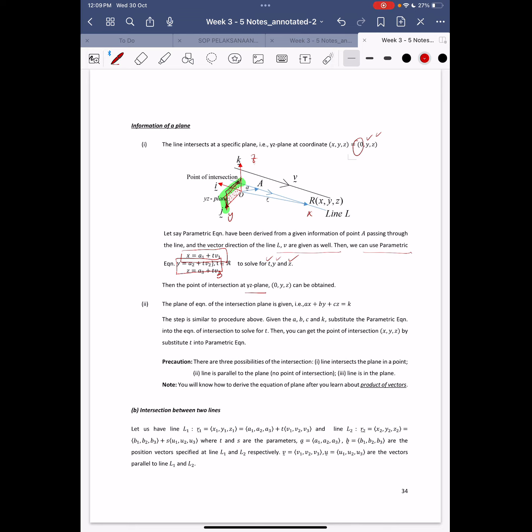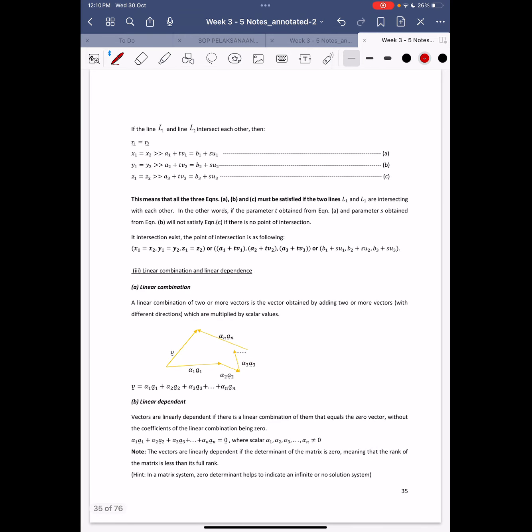The plane equation is normally in this format, where you have AX plus BY plus CZ, so you have three components, X, Y, and Z, equivalent to one number, one scalar here. The step is similar to the above, given that A, B, C, and K can be substituted into the parametric equation and we can solve for T. Alright, from here we know that using the parametric equation or Cartesian format, we can find the intersection between two lines. Let's say we have two lines and they intersect with each other.